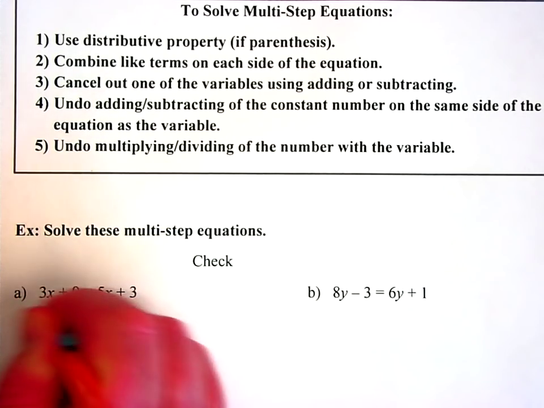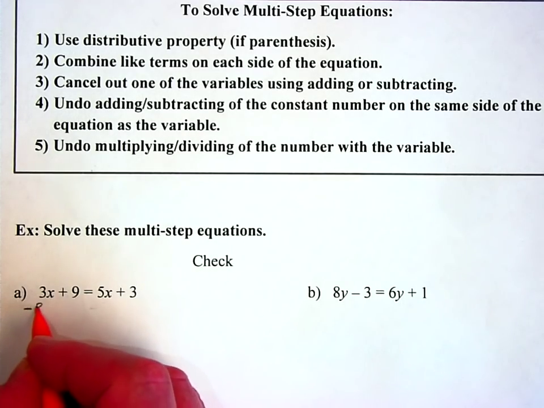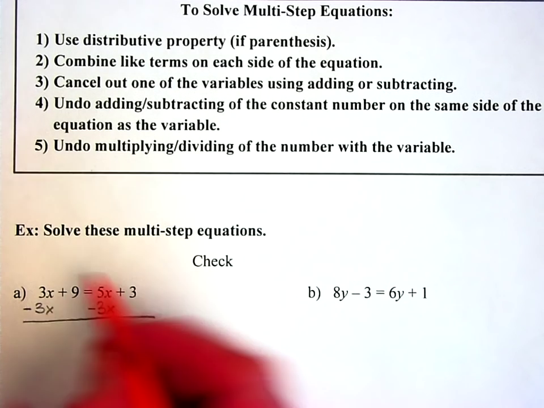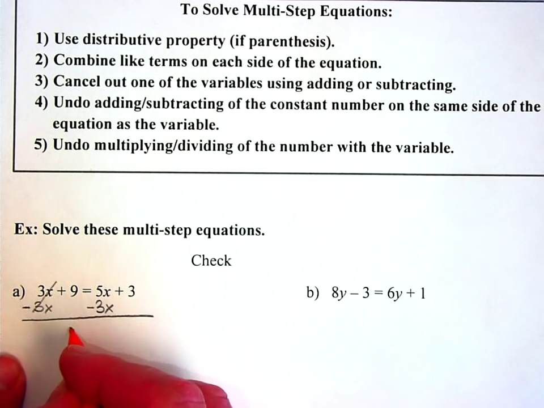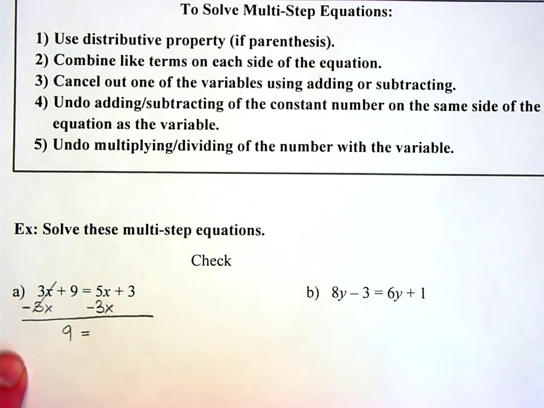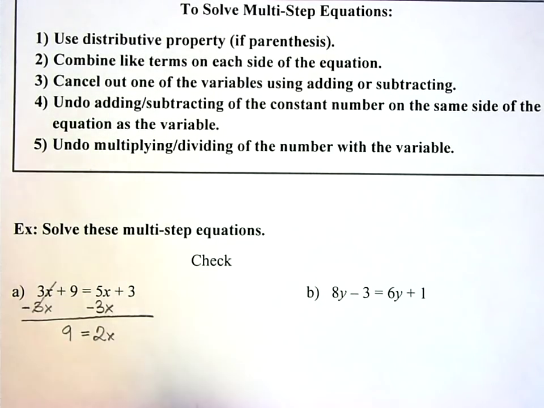But I don't like to deal with negative variables, negative coefficients of the variables. So what I always look at is, how can I cancel a variable so what's left is a positive coefficient? And I notice if I subtract 3x from both sides, what will happen? These two will cancel out. I will have positive 9 left there. On the other side, I will have 5x minus 3x, which will give me positive 2x, and I like my positive coefficient, and then I still have plus 3.